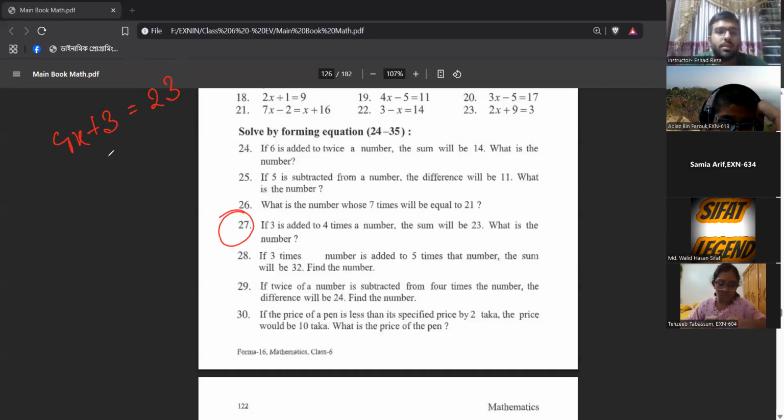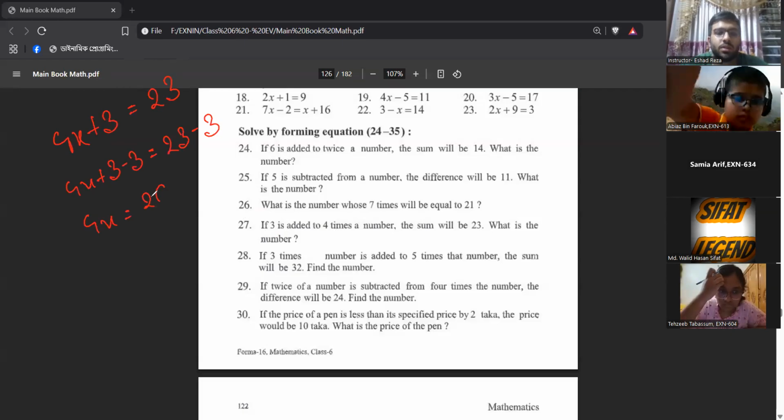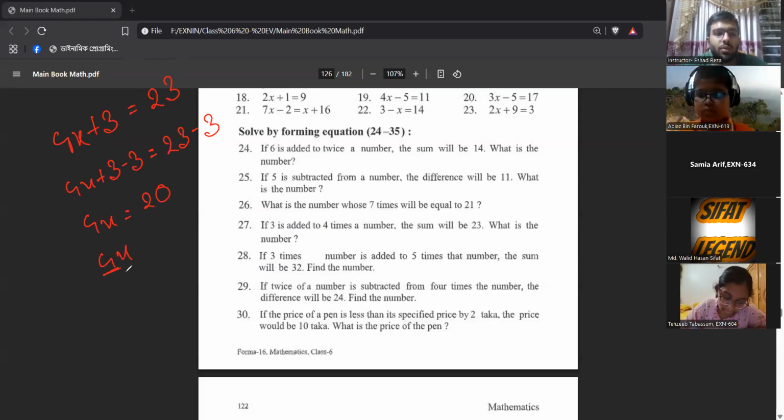So what is the number? 4x plus 3 minus 3 is equal to 23 minus 3. We're subtracting 3 from both sides. Then we're saying 4x is equal to 20. Then we're dividing both sides by 4, so 20 divided by 4, and we know x is equal to 5. So that's it. Now it's up to you guys to solve number 28 and 29.